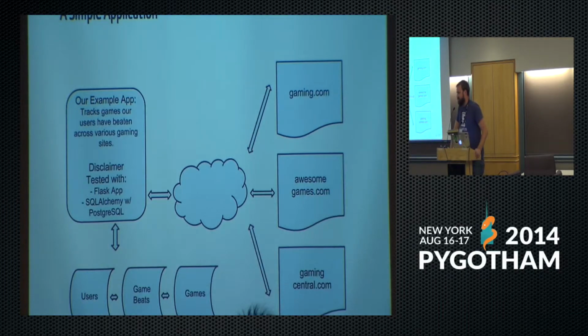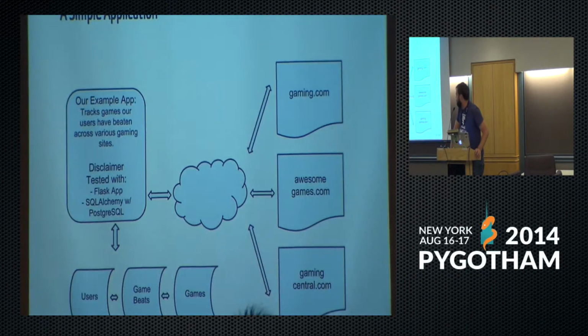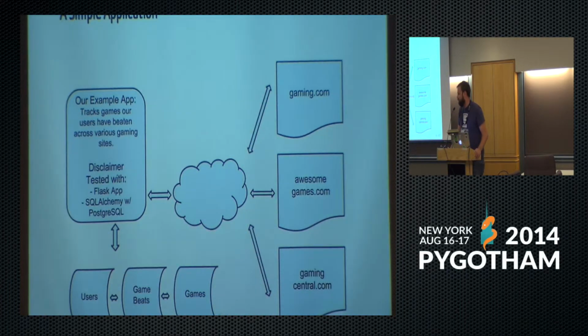So here's a real simple application to motivate the idea. We have an example app. It's a site that tracks our users' activity on various gaming sites. So they auth with an external site like gaming.com. I just made these up. And if you beat a game, we store that, and maybe we use that to recommend, or I don't know. We're just storing the information. We're not really worried about why we need it at this point.